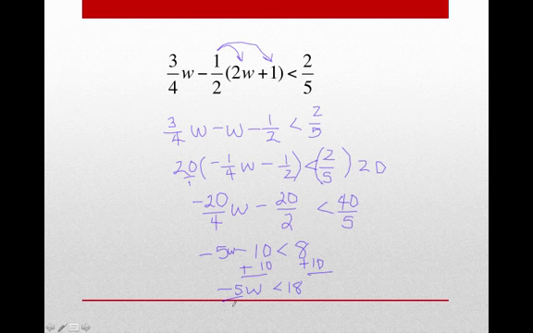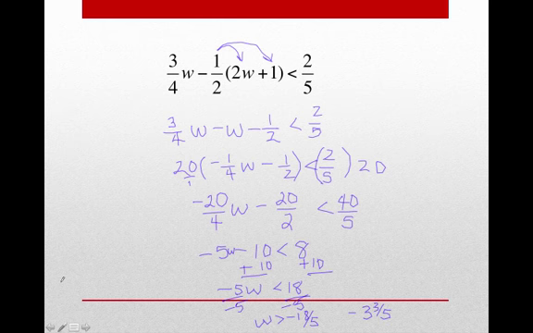Divide both sides by negative 5, and I get w is, remember, flip the inequality, greater than negative 18 over 5. And if you do not like improper fractions, that's the same as negative 3 3/5. Either answer is perfectly fine.